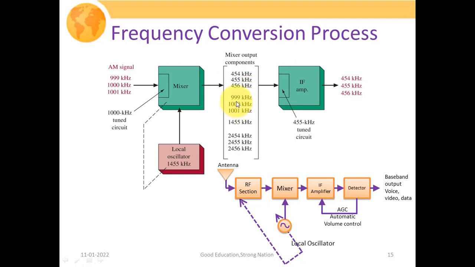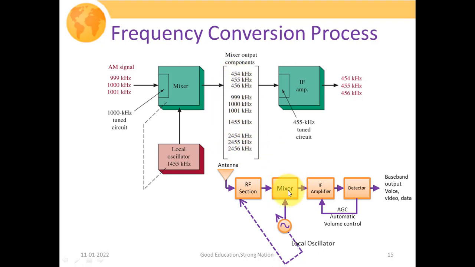Then the next three components are those original signals, that is the input of this mixer: 999, 1000 and 1001 kilohertz. Then next is the frequency of your local oscillator, equal to 1455 kilohertz, and this is the part where we have the summation of all these frequencies, that is 1455 kilohertz plus 999, 1455 kilohertz plus 1000, 1455 plus 1001. So these are the frequencies associated with the summation. So the mixer outcome will be these frequencies.